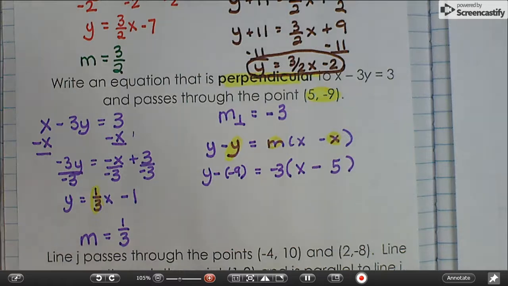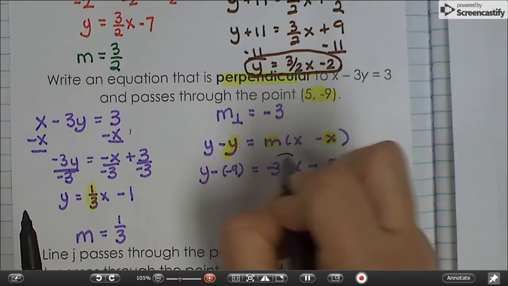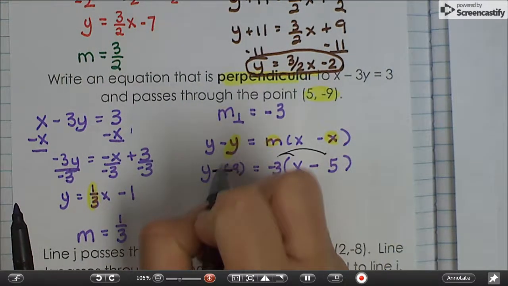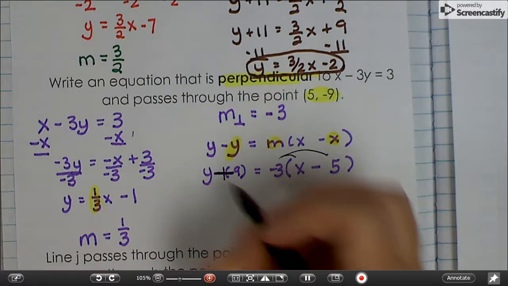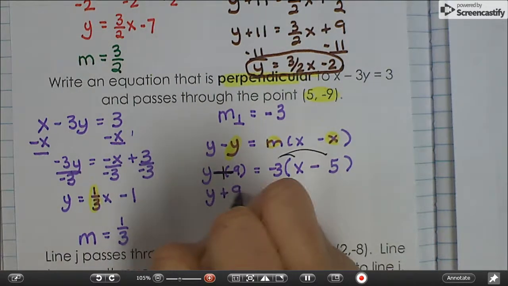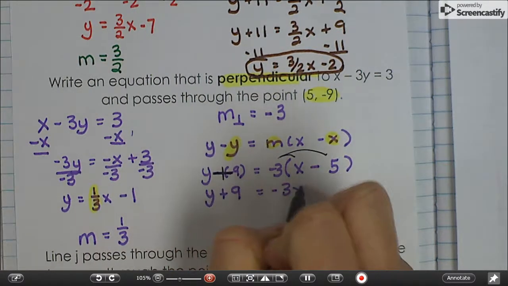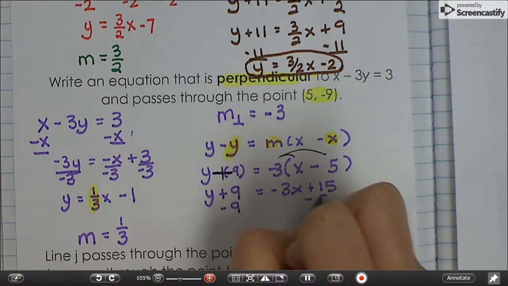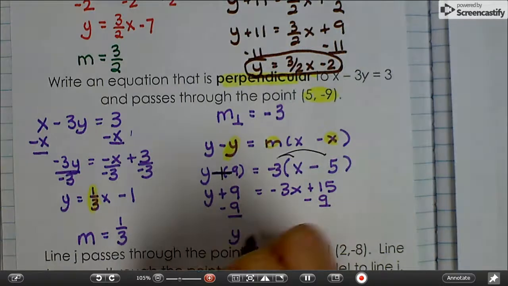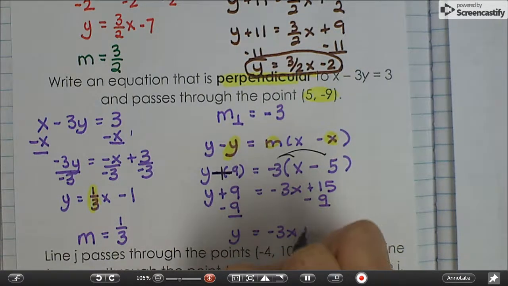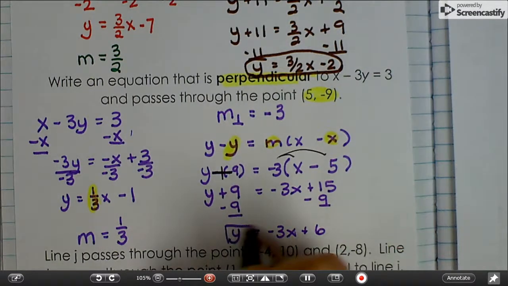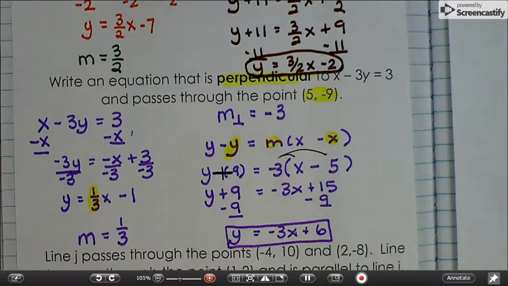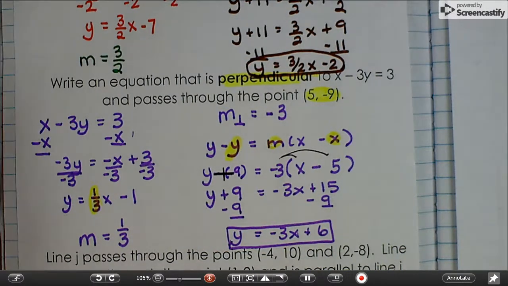We need to distribute the -3, and also minus a negative is a positive, so I'm going to change that now. So y plus 9 equals -3x plus 15. And then we just have to finish by getting y by itself. y equals -3x plus 6. And that's it. It's done. I know I went fast, so go back and pause it if you need to take more time to write that down or try it yourself.